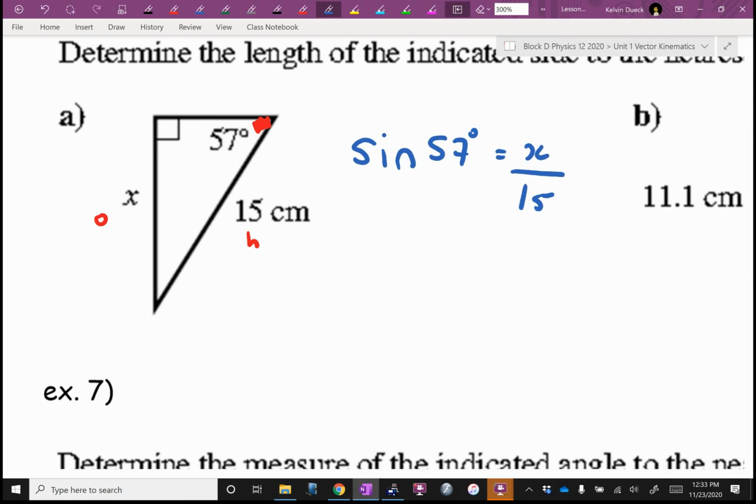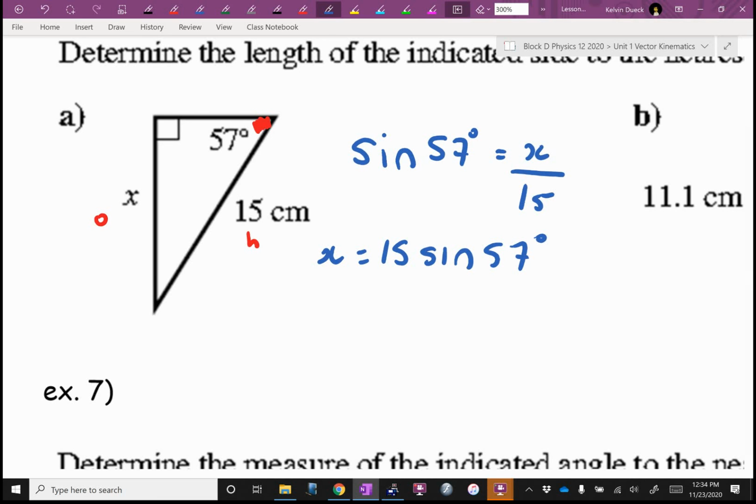How would I get the X by itself? By what? Is it multiply? You might as well say, do some math. Be more specific. Multiply 15 over. So, X is going to be 15 times the sine of 57. In our notes, we're going to write all these steps, and then as we get good, I'll show you where I think you can cut corners, if you want.